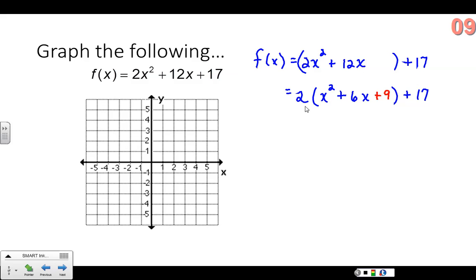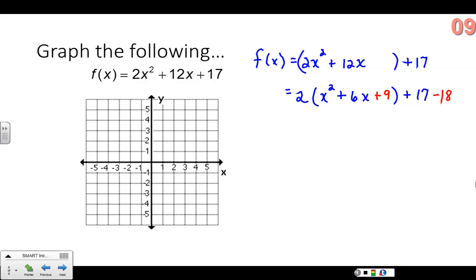Now, I can't just stick numbers in there on that left side without doing the same on the right side. So I need to take that back out. Since I put a 9 in that parentheses, it's actually that I put in 18, because that parentheses has a multiplier of 2. 2 times 9 is 18. So if I put in 18, I've got to take 18 back out. So I'm going to subtract 18 from that side as well. I put 18 in, I took it back out.